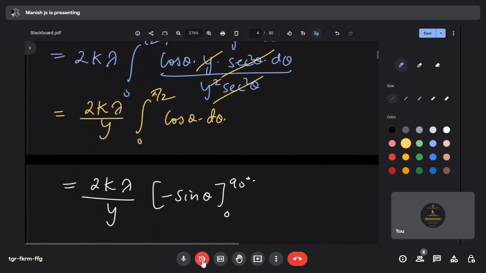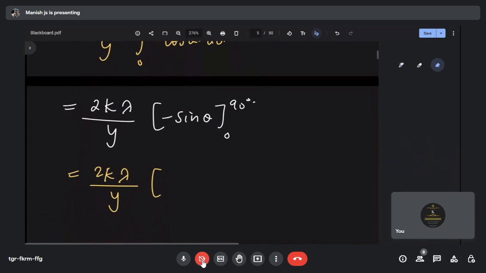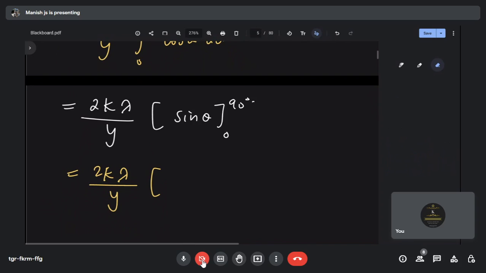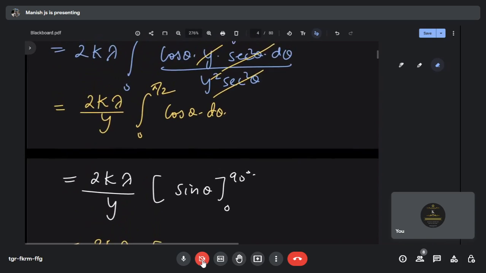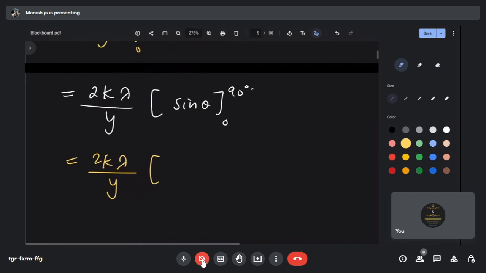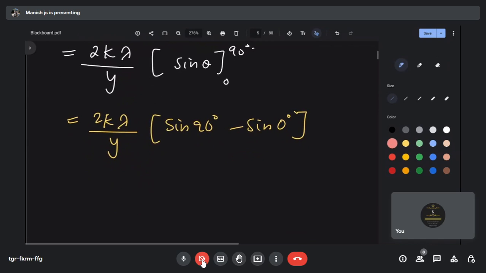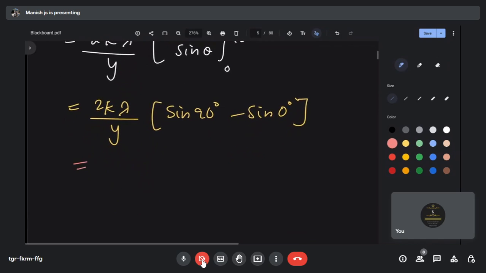Integration of cos, is it minus sin? I think it is sin. Differentiation of cos is minus sin, isn't it? So here the integration of cos is plus sin, it is the opposite. Okay, it has to be plus. So you will get sin 90 minus sin 0, upper limit minus lower limit. Sin 90 is 1, sin 0 is 0. So your answer is 2k lambda upon y.